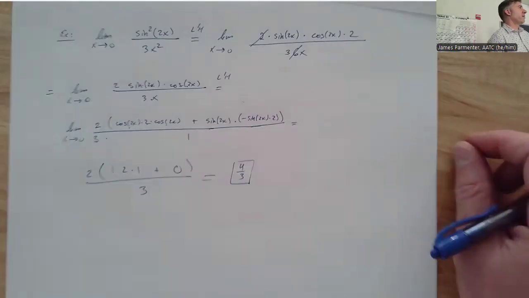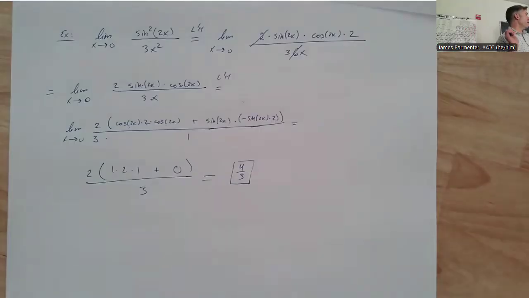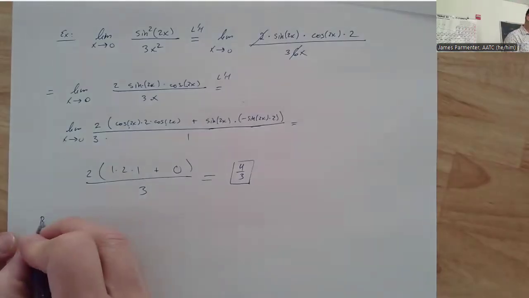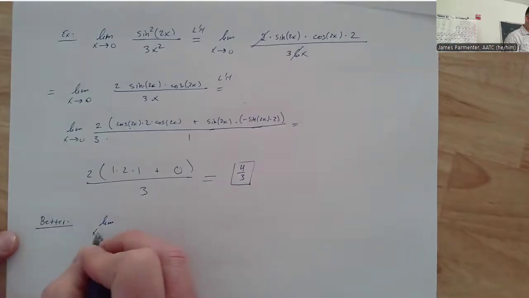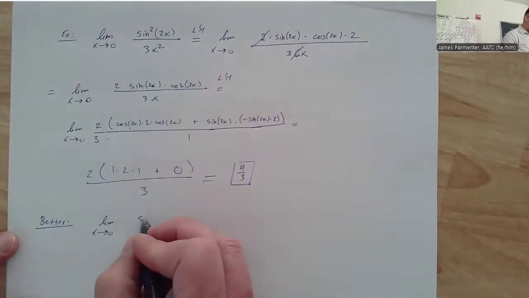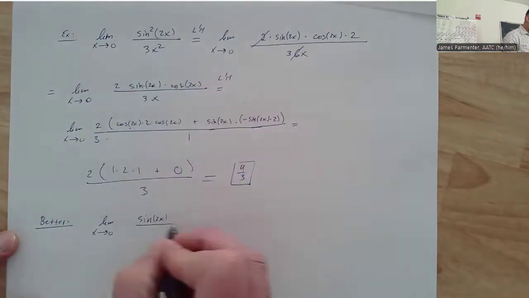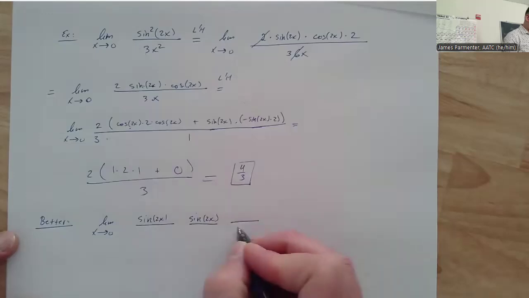I wouldn't do it this way. I would go back to the old school way of doing it, where we broke it apart into pieces and tried to look for sine of something over the same something. I think it is better to do it as the limit as x goes to 0. Instead of writing sine squared of 2x over 3x squared, I'm going to write sine of 2x over blank times sine of 2x over blank times blank over 3x squared.